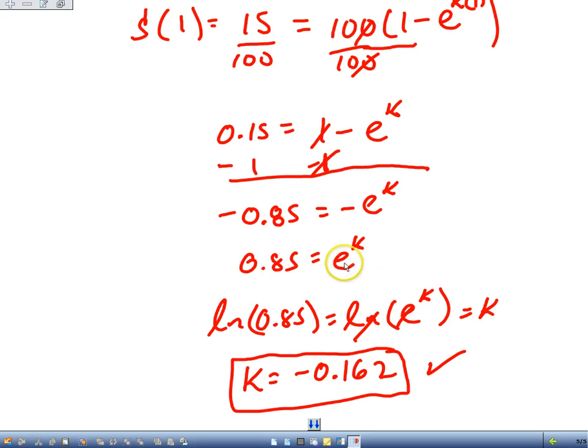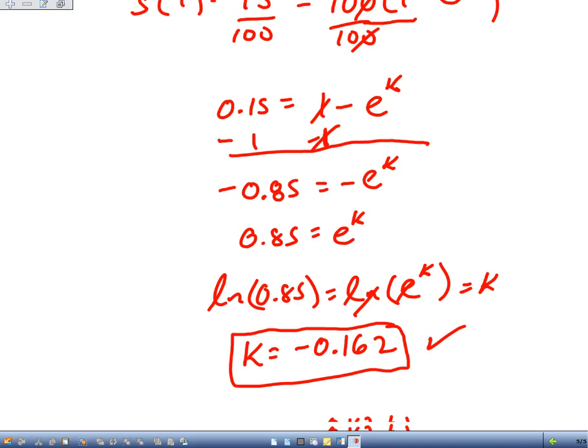Now we have to get rid of this exponential. We're looking to solve for the k. The way to do that is to take the natural log of both sides, and that's going to cancel out with the e on the right side, leaving just the k. So the answer is whatever ln of 0.85 is. So there it is. k is equal to negative 0.162.